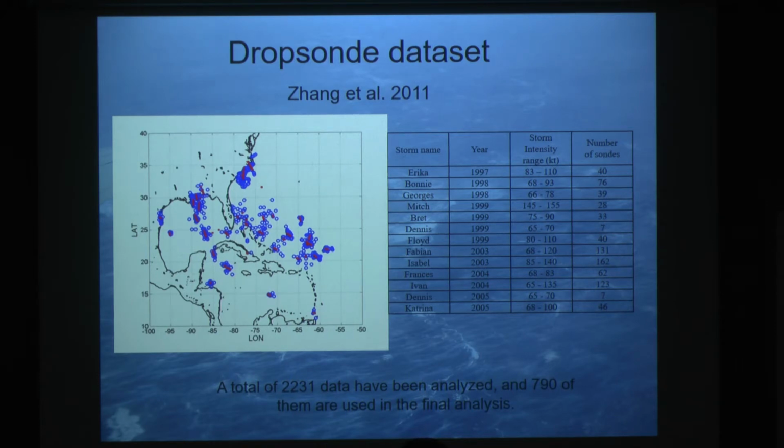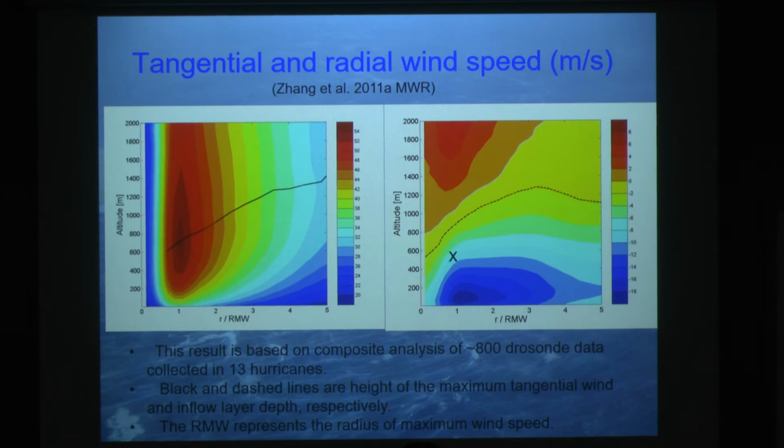I analyzed about 2,000 GPS dropsondes from 13 storms, and I grouped together the storms with intensity larger than hurricane force. Basically, for any storm with intensity greater than 64 knots, I used the data. I grouped the data, did a composite analysis, and looked at the axisymmetric boundary layer structure. I mentioned the primary circulation, the cyclonic flow, and also the secondary circulation. The left-hand side figure shows the tangential winds, which is basically the primary circulation.